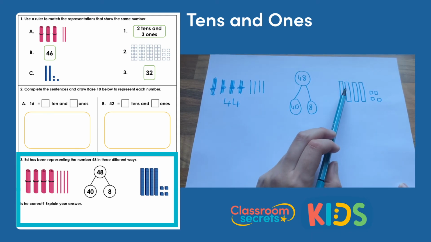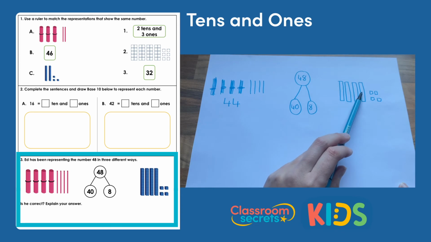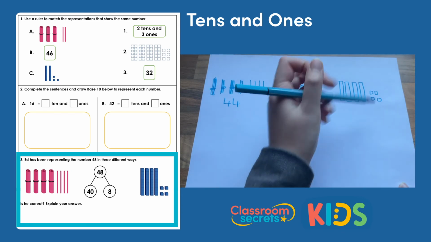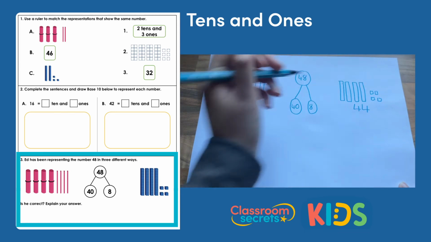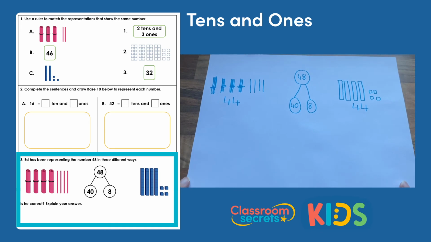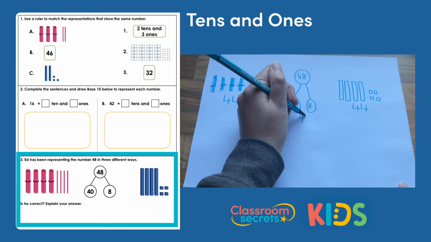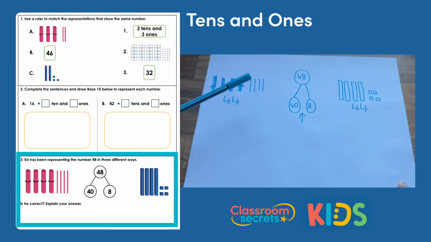Now for my base 10. 1, 2, 3, 4 tens and 1, 2, 3, 4 ones, 44. Now Ed says he's represented 48, but he's only used the part whole model to represent it. The other 2 representations show 44, so he's not correct.